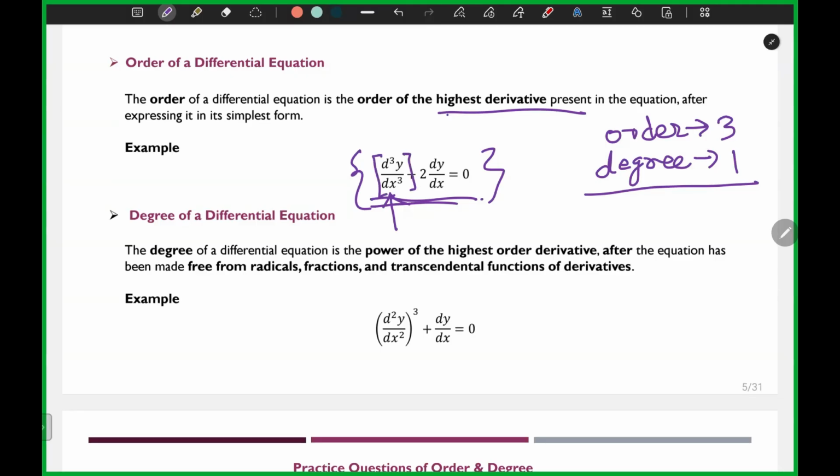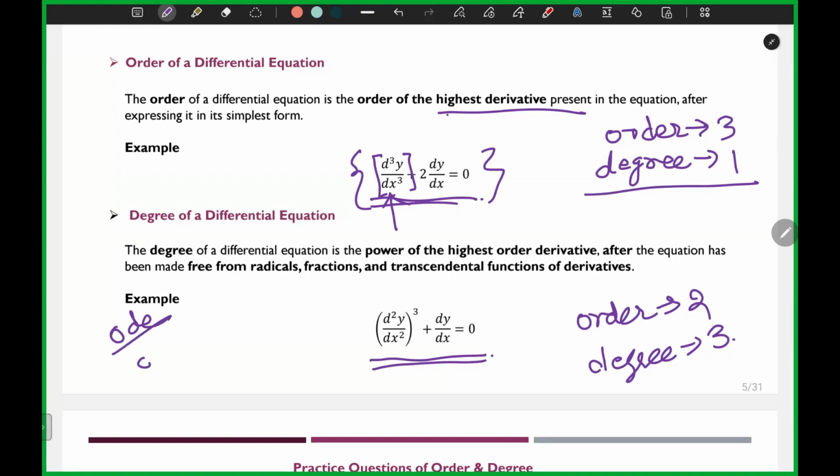This is provided that the equation should be free from radicals, fractions, and transcendental functions of derivatives, like here. So what is the order here? Order is 2. And the degree? Degree is 3. Okay. Now, for a given ordinary differential equation, is order always defined? Can anyone tell?